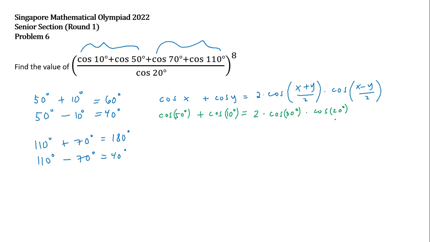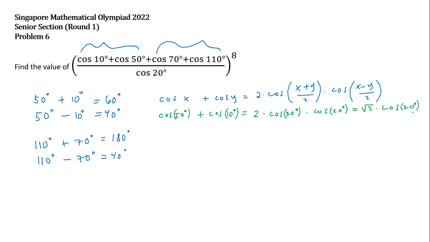Okay, now we can actually simplify this one directly. We know that cosine 30 degrees is square root of 3 over 2. Okay, and so if you multiply that to 2, the 2 will cancel out, and so what we have is square root of 3 times the cosine of 20 degrees.